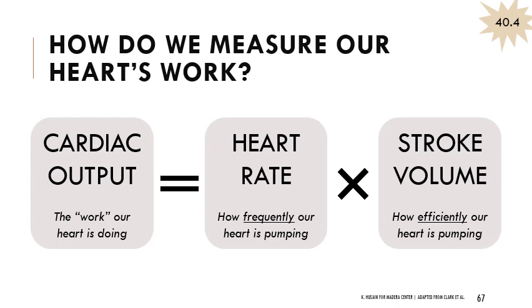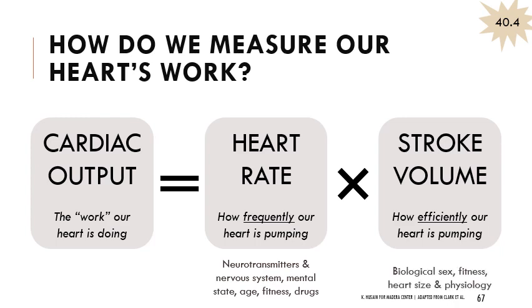So a lot of us have experience with our heart rate kind of changing. If you're nervous, if you have to give a speech in front of the class, if you've just been doing a lot of cardio activity and running, if you take certain medication, that changes your heart rate. And so it's pretty flexible. Stroke volume is more physiological. It's based on biological sex, your fitness, your heart size. And so those kind of work and both contribute to cardiac output.